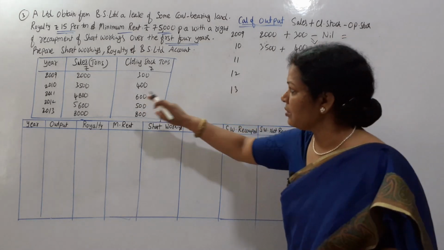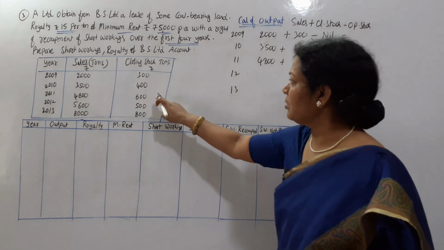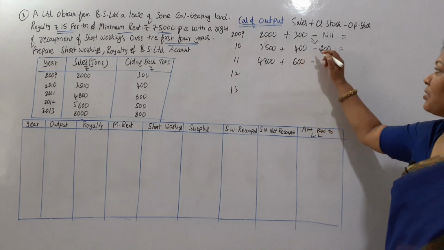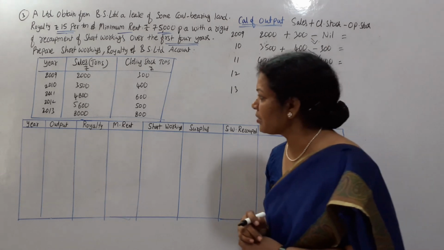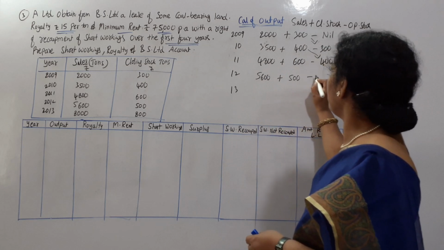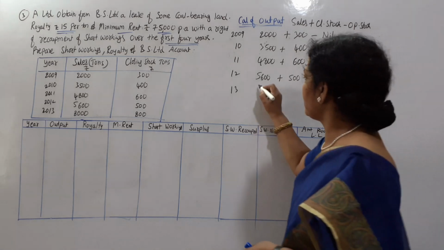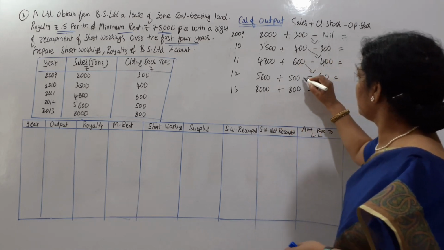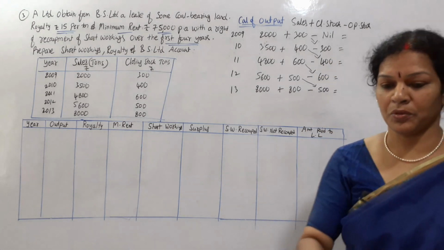In the same way, 2011: sales are 4,800 and the closing stock is 600. Opening stock is last year's closing stock, which is 400. In the same way for 2012: 5,600 plus 500 minus 600. For 2013: 8,000 plus 800 minus 500. If you calculate, you will get the output.